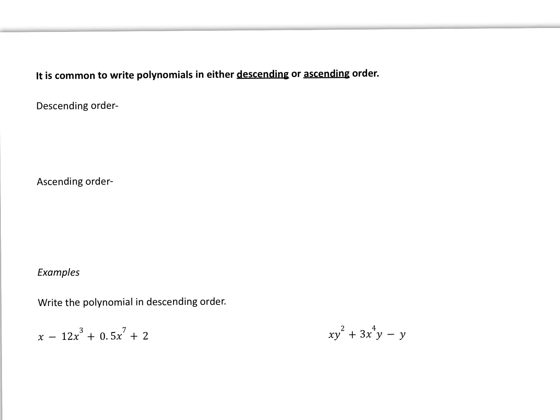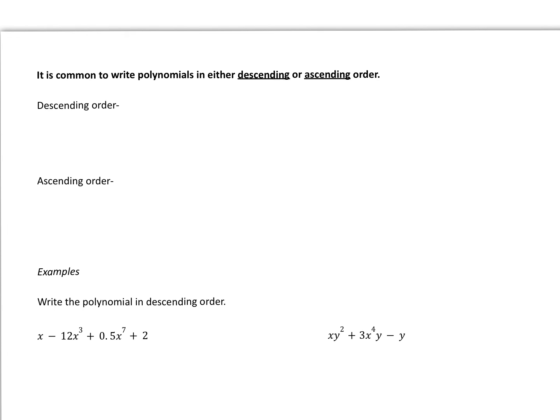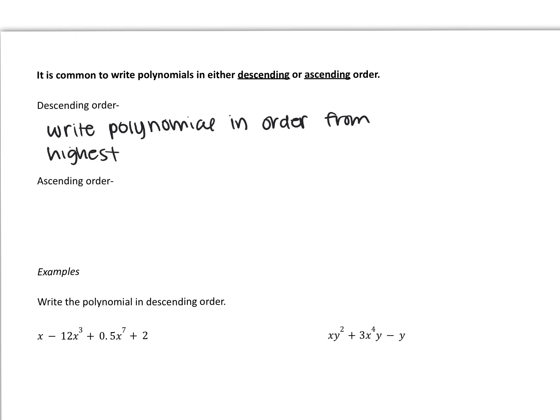It's also common to write polynomials in either descending or ascending order. We will typically use descending order. That's a very common way. It's when you write the polynomial in order from highest to lowest degree. Most polynomials we're going to work with will be in descending order, and it's the order that we're going to want to work with. Ascending order is the opposite of that.